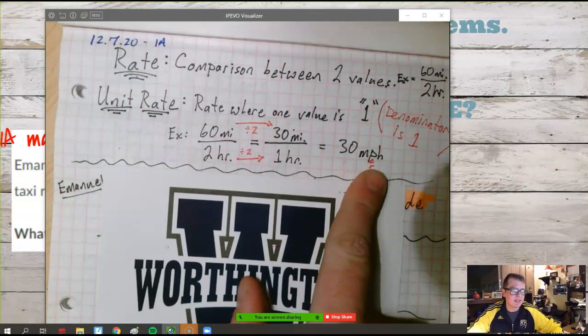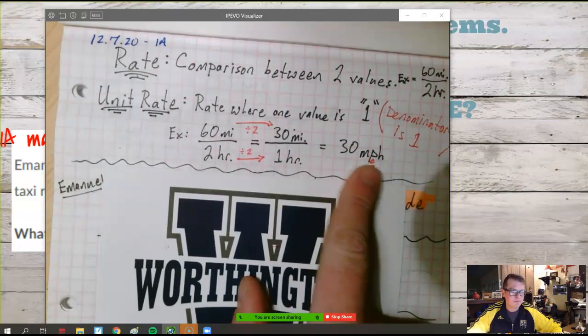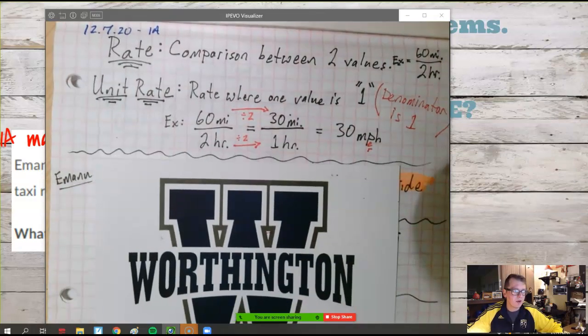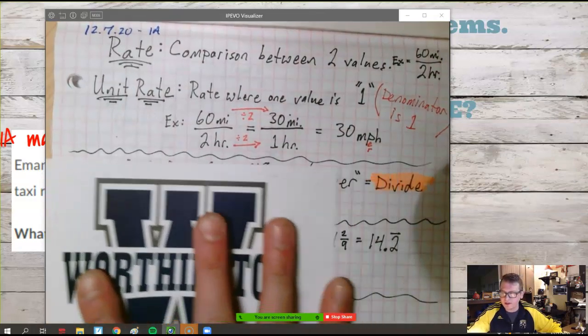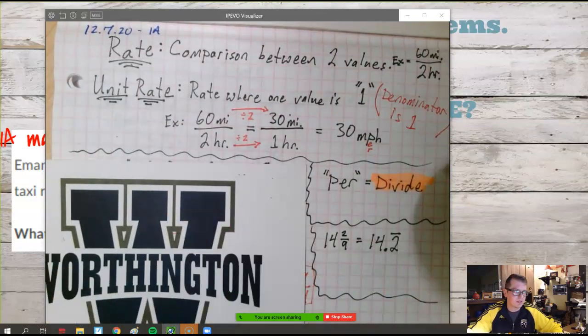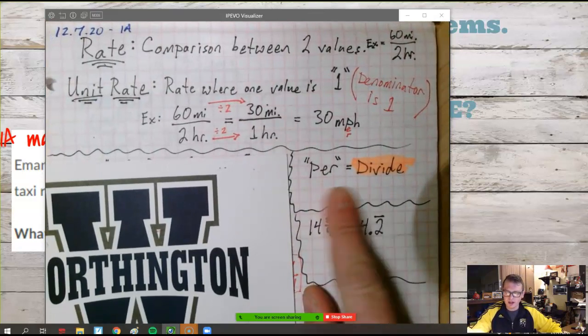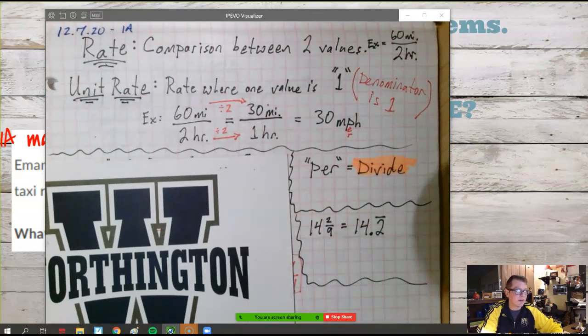And if you see things in MPH or anything like that, that P is almost always "per." And what does per tell us to do? Per tells us to divide, right? So if you want to make a reminder on your notes here, per tells us to divide.